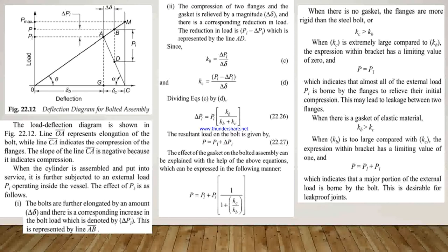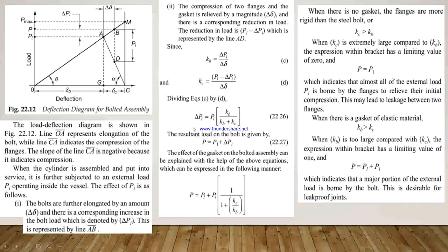The effect of this P_I is that the bolts are further elongated by an amount delta, and there is a corresponding increase in the bolt load, which is denoted delta P_I, and this is represented by the line AB here. The compression of the two flanges and the gasket is relieved by a magnitude of delta, and there is a corresponding reduction in load, that is P_I minus delta P_I, which is represented by the line AD, where K_B is delta P_I divided by delta.